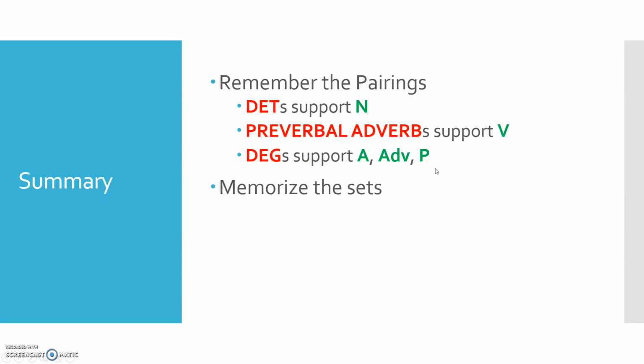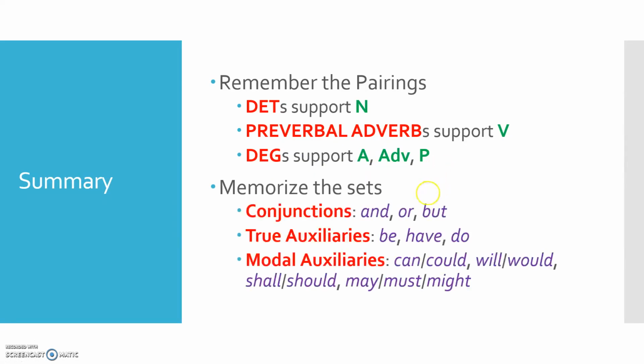Also, it's good just to memorize some stuff. So just memorize the three conjunctions, the three coordinating conjunctions that we need to know: and, or, but. There's a whole set of subordinating conjunctions that we're not going to worry about, things like before and however and things like that. But and, or, but are the only conjunctions you need to know.